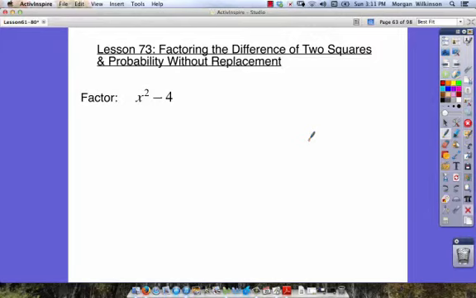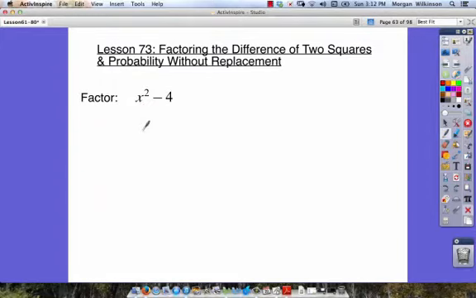Lesson number 73 is about factoring the difference of two squares and probability without replacement. Now, factoring the difference of two squares, we've got an example of that here, because we can take the square root of both of these numbers to help us factor the problem.